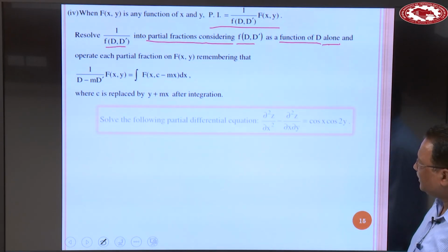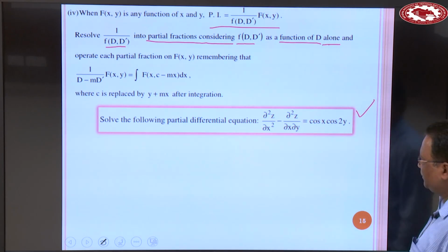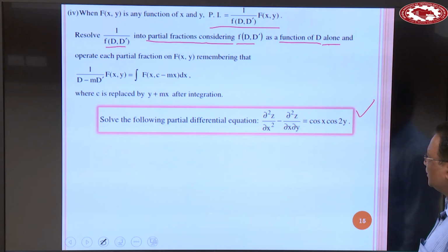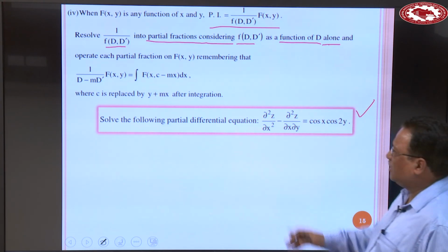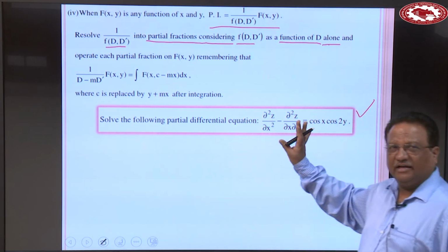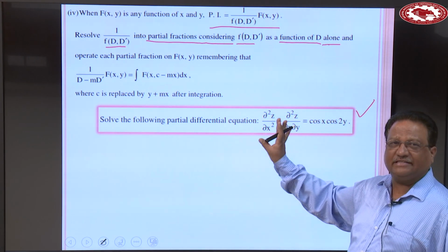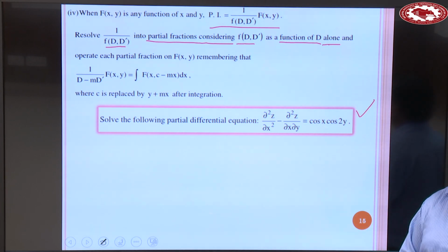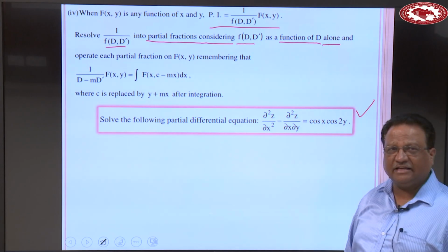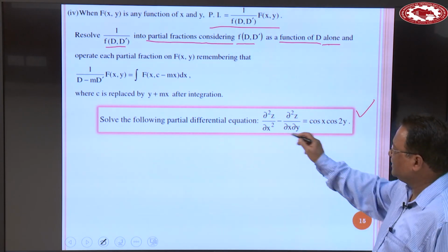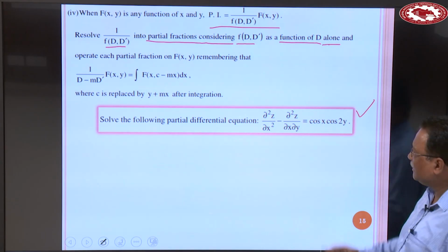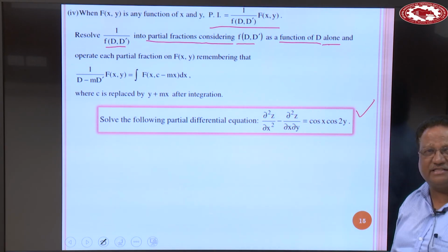Now solve this partial differential equation: curly square z over curly x square minus curly square z over curly x curly y is equal to cos x cos 2y. So solve this type of differential equation. The solution contains two components: complementary function and particular integral. So first calculate the complementary function. What is the complementary function? The complete solution of this equation set equal to 0. That one is the complementary function. And what is the particular integral? The particular solution of the whole equation is the particular integral.